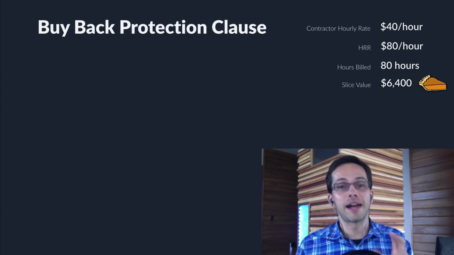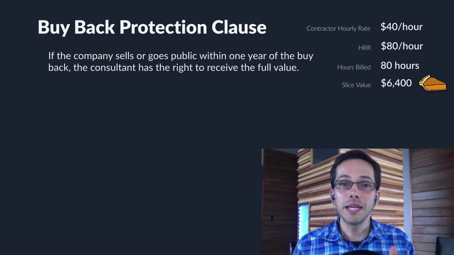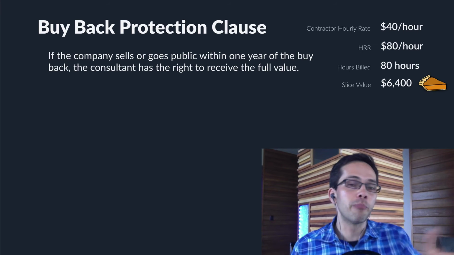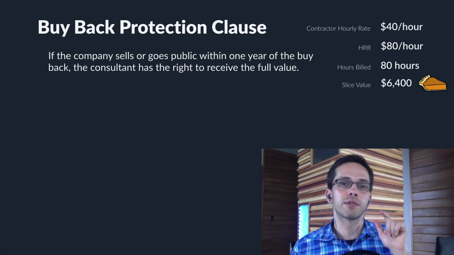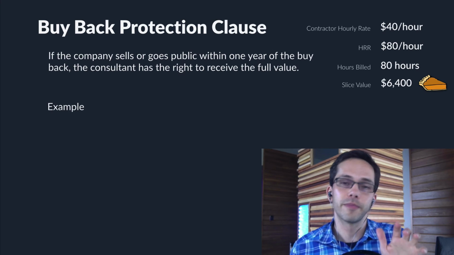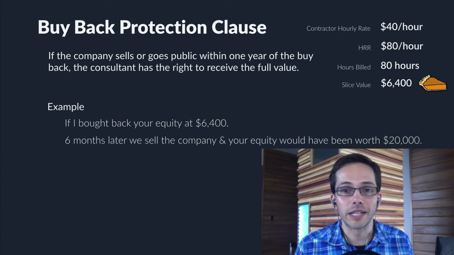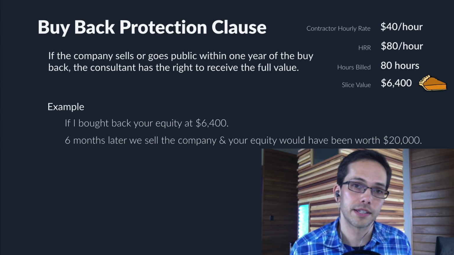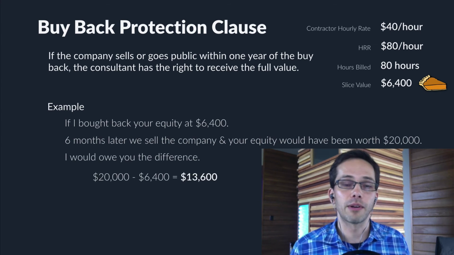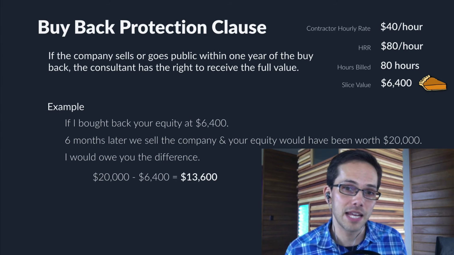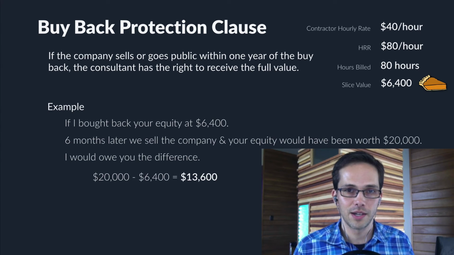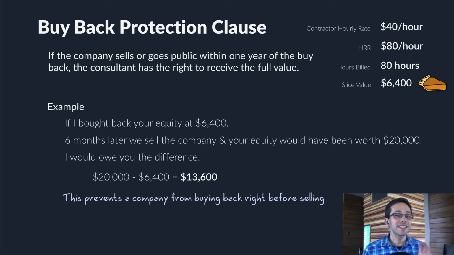Another thing you should have in your buyback option is a protection clause. Meaning, if the company sells or goes public within 1 year of buying back somebody's equity, they have the right to receive full value. So here's an example. If I bought back your equity at $6,400 and then 6 months later we sell the company and your equity would have been worth $20,000, I have to pay you the difference. So I would owe you $20,000 minus $6,400 that I already paid, which equals $13,600. Why is this important? Because this prevents companies from buying back right before selling or getting a big investment. It's just something really fair to do for the people you're working with.